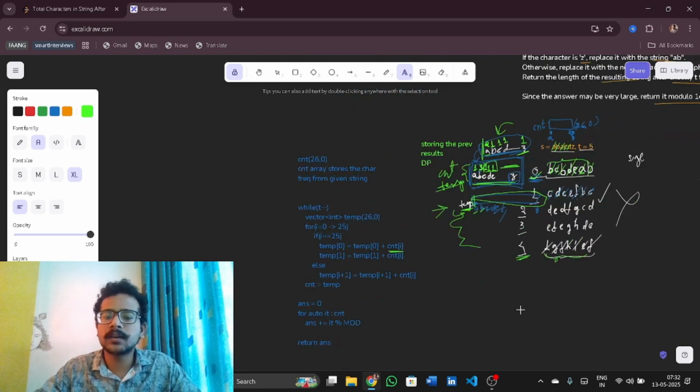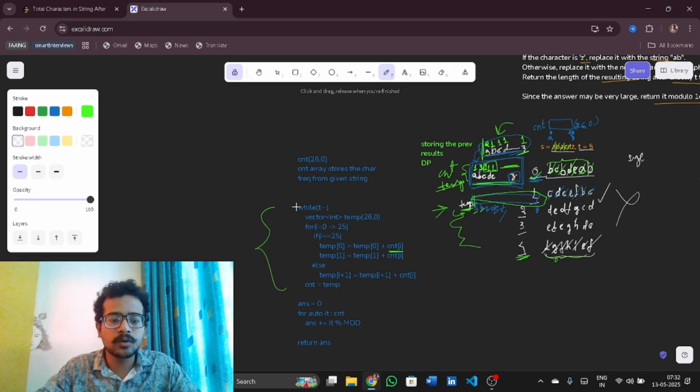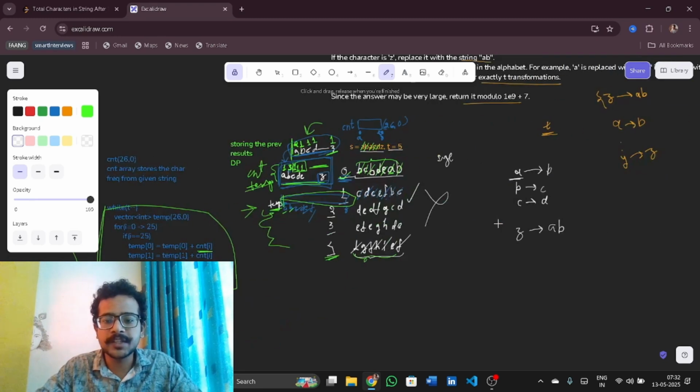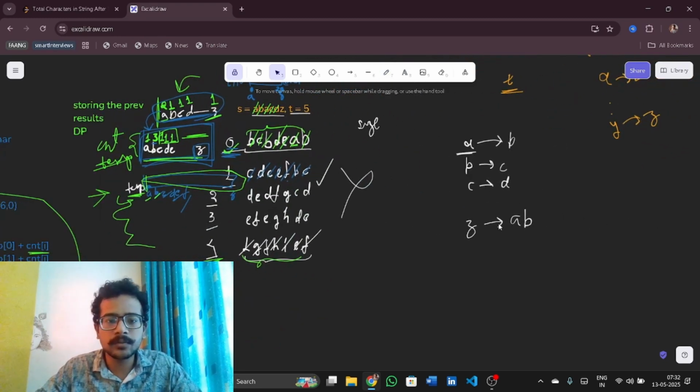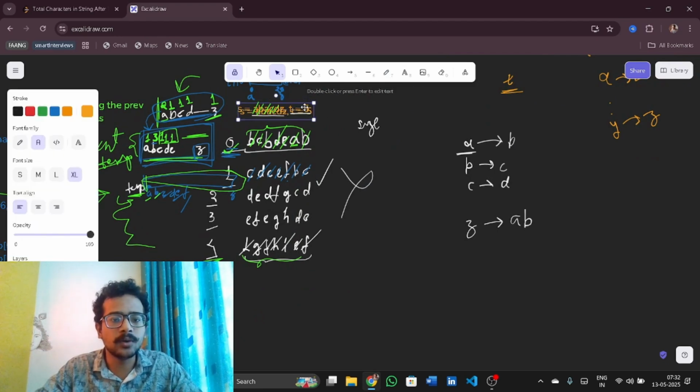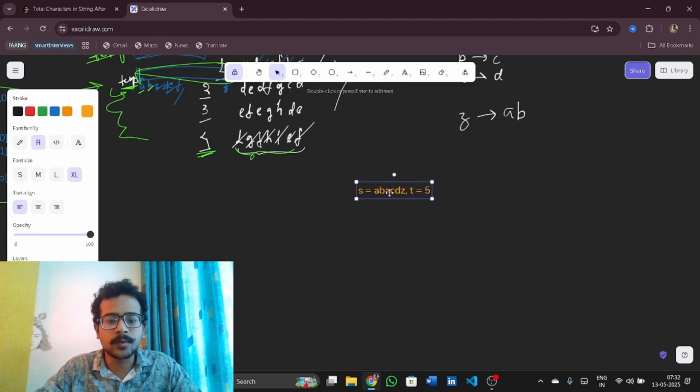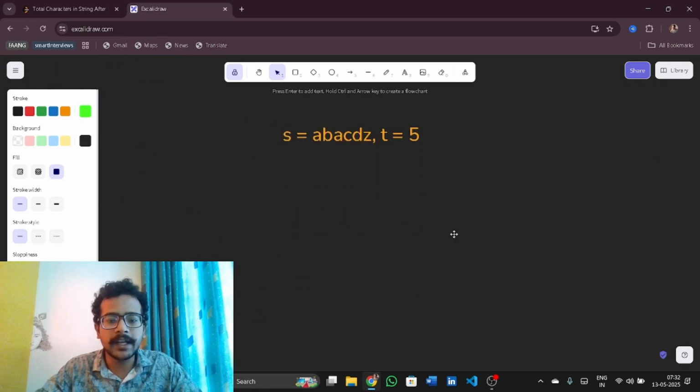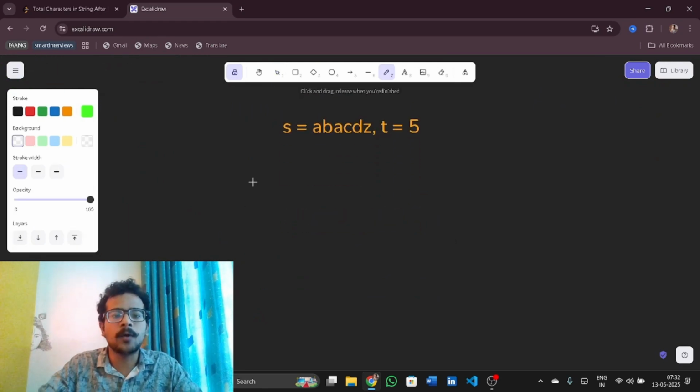And you might be thinking that this is just the code of this DP approach, right? I think it is clear for you. I'm just doing a dry run for you. S is equal to A, B, A, C, D, Z, T is equal to 5. Now, what will be the count array?